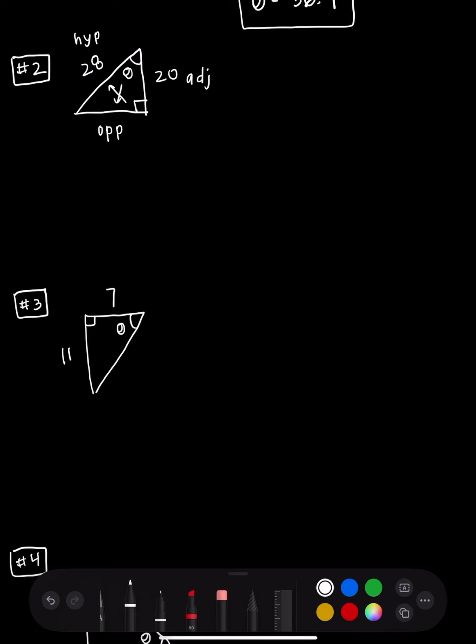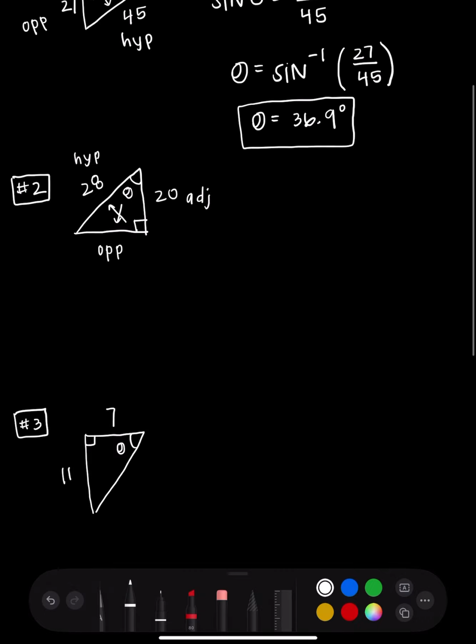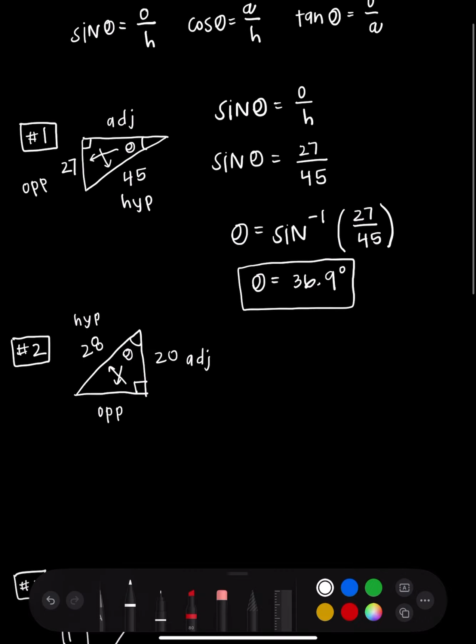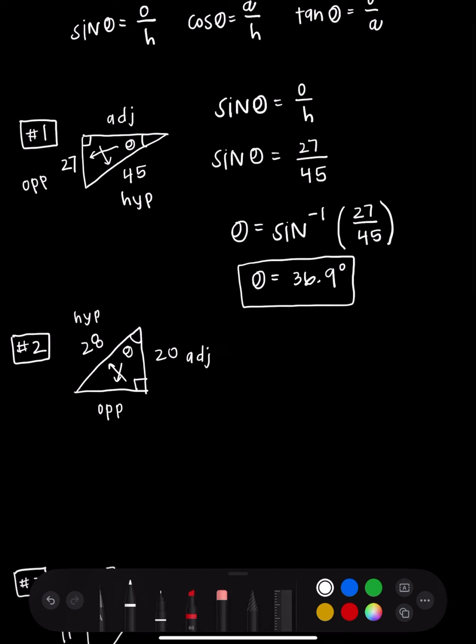Okay, so now once again, we're going to figure out what we have and what equation would work best with it. We have the adjacent side, which is 20, and the hypotenuse side, which is 28. So what equation out of those sine, cosine, tangent equations uses adjacent and hypotenuse? That's cosine. So we're going to use the equation cosine of theta is equal to adjacent over hypotenuse.